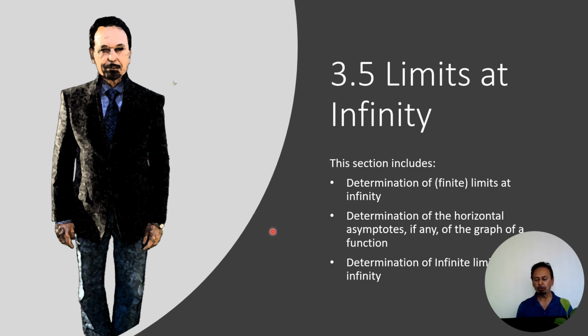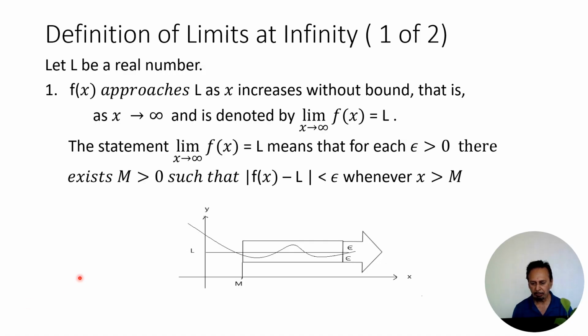In this video, we will learn how to find limits at infinity. What is a limit at infinity? Let L be a real number. f of x approaches L as x increases without bound, that is, as x approaches infinity, and is denoted by the limit of f of x as x approaches infinity is L.